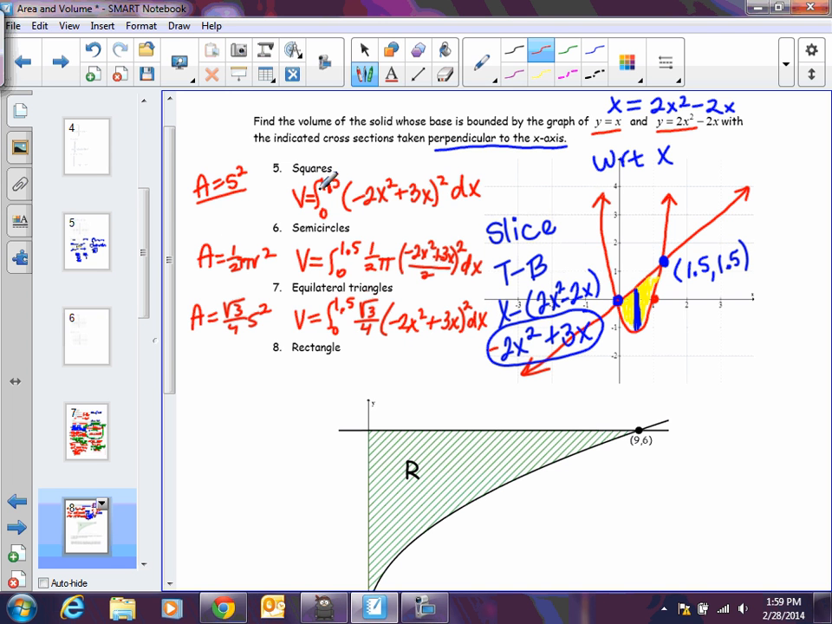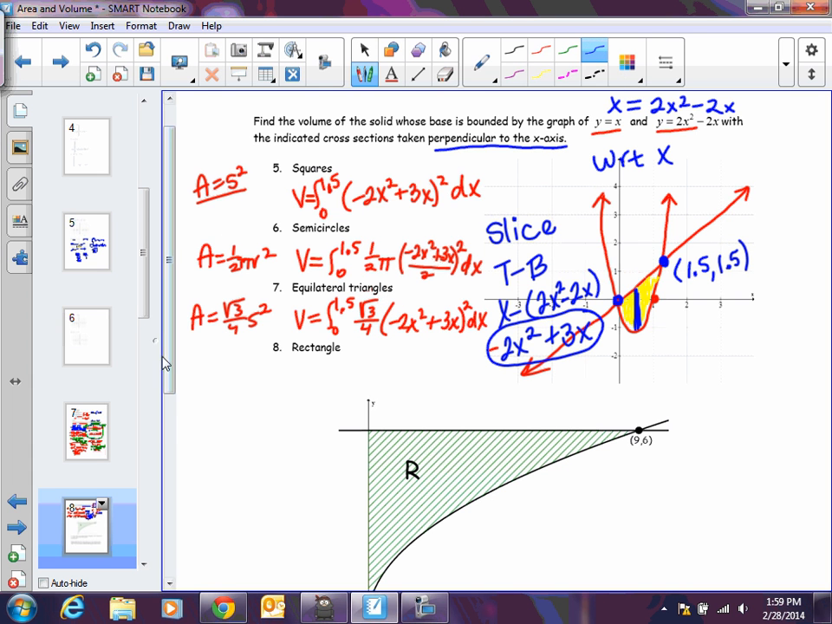If we already knew the answer to 5, by the way, could we easily get the answer to 7 without having to integrate? Yes. What would we do? Multiply by root 3 over 4. That's the only difference here.